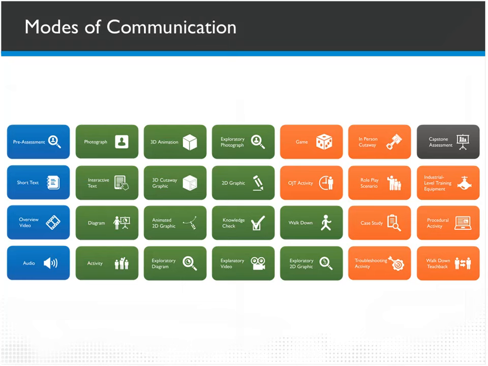We also have photographs, interactive text, but you can see in this diagram, we're going to go into this in a little bit more detail in the next couple of slides. We have all these different ways of communicating information. So it's not like we can only do bullets on a screen. It's not like we can only do 3D animation. It's not like we can only do on-the-job training. The best solutions and the most impactful solutions often incorporate all the different styles of learning that we could possibly come up with.